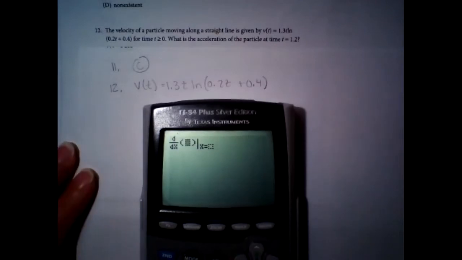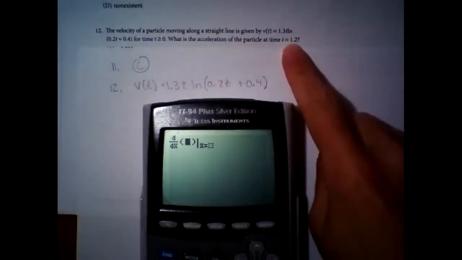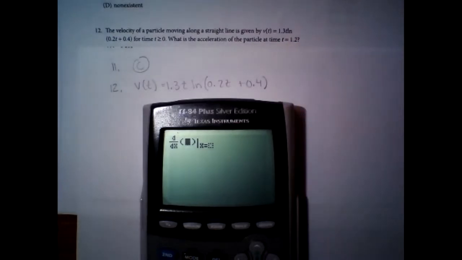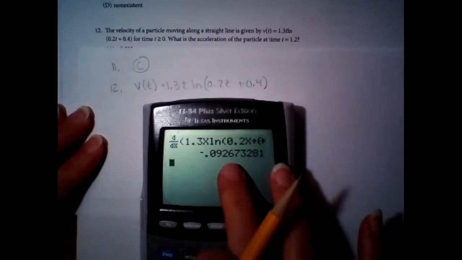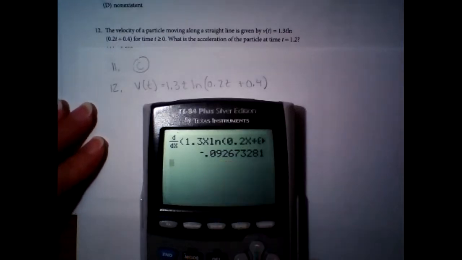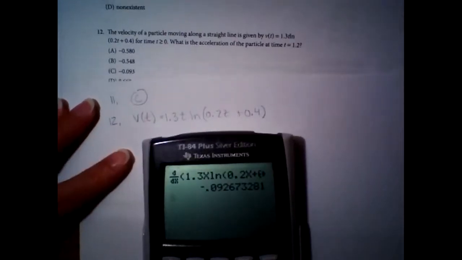I'm going to put in this function and then such that 1.2. This is 1.3x. What is it? ln of 0.2x plus 0.2. And then such that x equals 0.2, and it will literally just tell us the answer. So negative 0.093. They always round up for the multiple choice. Negative 0.093, so that one is C.